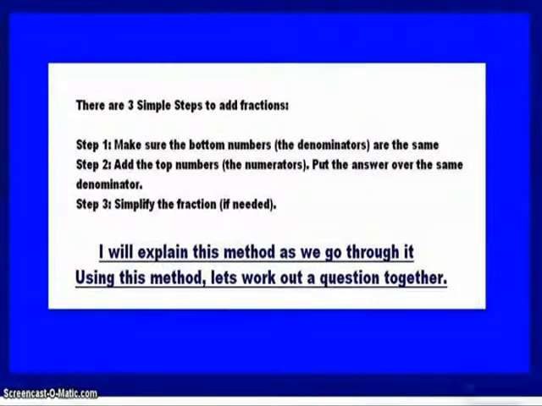There are 3 simple steps to add fractions. Step 1. Make sure the bottom numbers, or the denominators, are the same. Step 2. Add the top numbers, or the numerators. Put the answer over the same denominator. Then, step 3. Simplify the fraction, but only if needed. I will explain this method as we go through it. Using this method, let's work out some questions together.